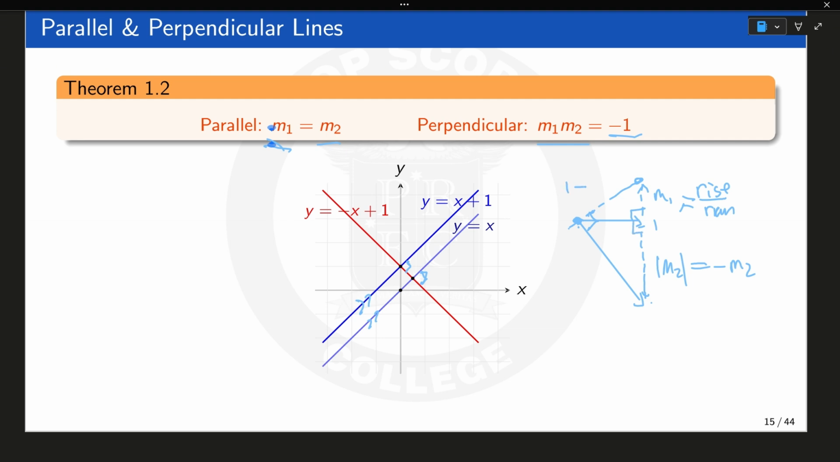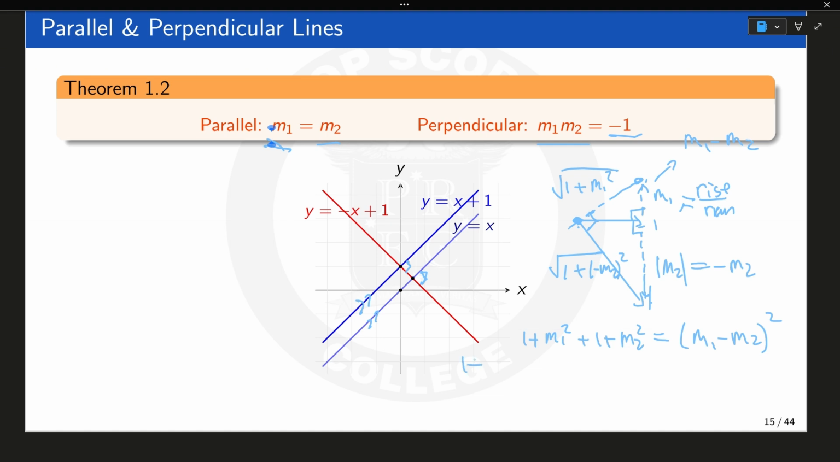So this side must be the square root of 1 plus M1 squared. This side must be the square root of 1 plus minus M2 squared, which is just M2 squared. Now, this side is actually M1 minus M2. So, by the Pythagorean theorem, this right triangle must have sides that satisfy the Pythagorean theorem. In particular, this side squared, which is 1 plus M1 squared, and this side squared, which is 1 plus M2 squared, must be the same as this side squared, which is (M1 minus M2) squared.